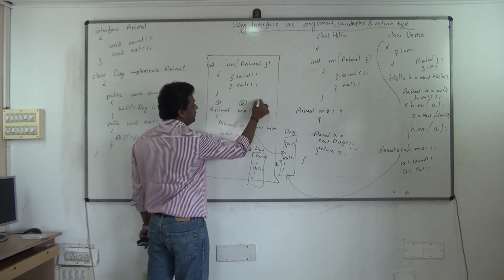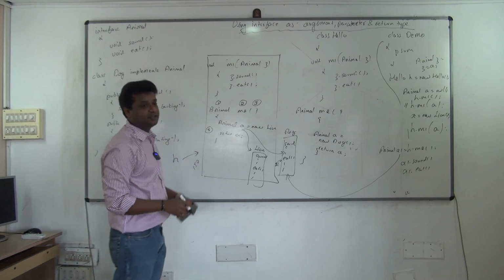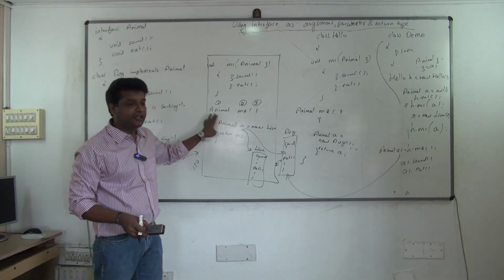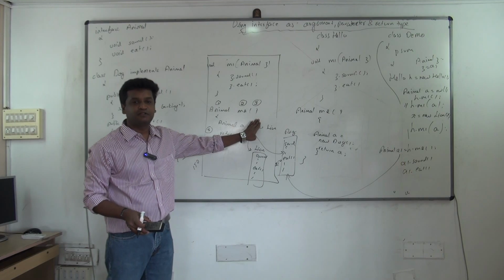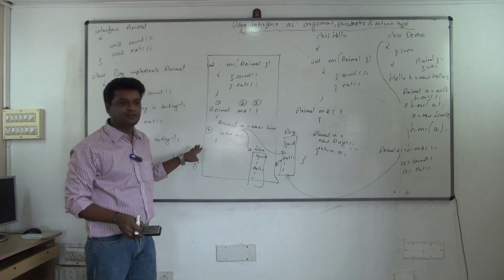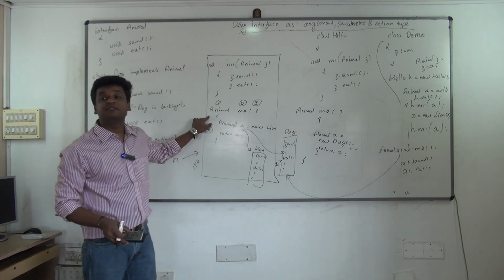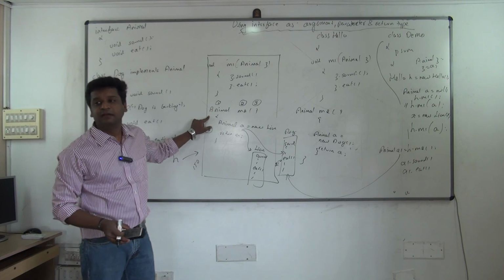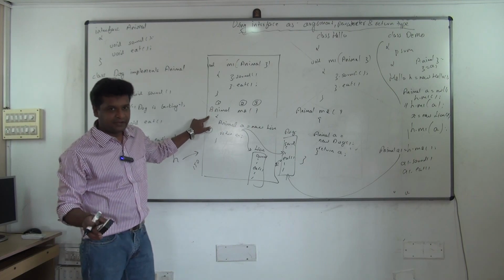1, 2, 3, 4. You have 4 parts of the method. First part is called as return type. Second one is called as name. Third one is called as parameter list. Fourth one is called as body. Now if I ask you what is the return type of this method, what will you tell? Animal. Correct? Animal.